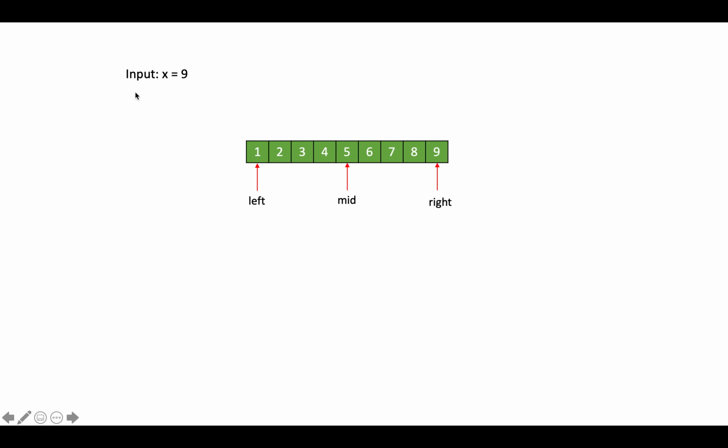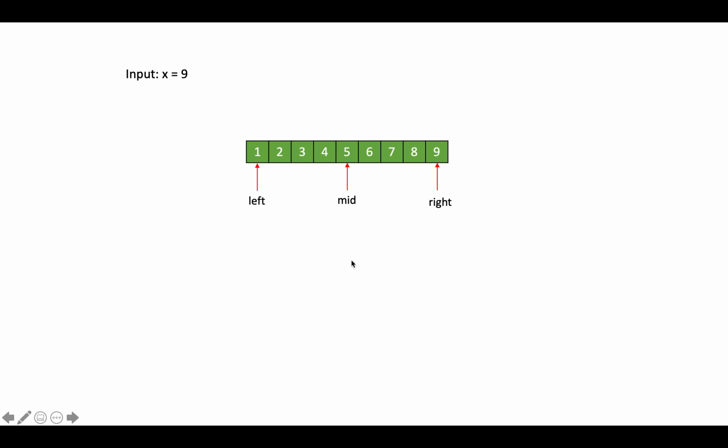Suppose our input is 9, and we have a range from 1 to 9. We have 2 pointers, left and right, which point at the start and the end. Based on these 2 pointers, we can calculate our midpoint, which is here, and the value is 5.